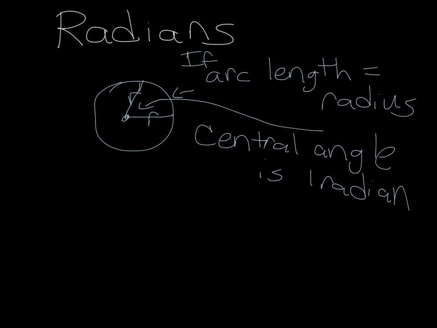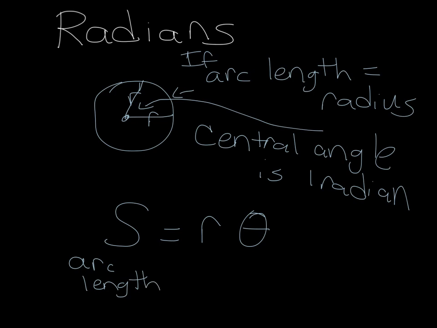Okay, that helps us come up with the formula. We have the formula S equals R theta. That is the symbol for theta, where S means arc length, and R is, of course, the radius, and theta is the radian measure of the central angle. Okay, so let's look at what that looks like.